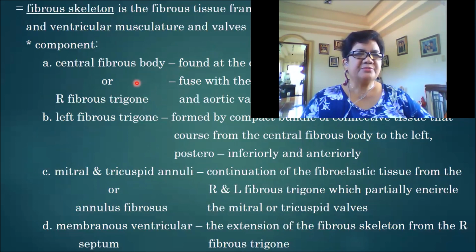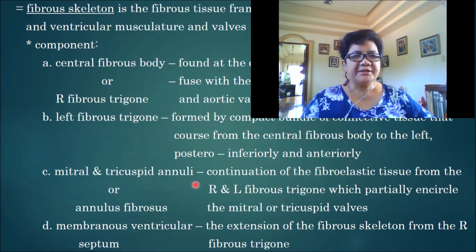Your central fibrous body or right fibrous trigone is found at the central portion of the heart. It is fused with the medial portion of the mitral, tricuspid, and the aortic valve. Then the left fibrous trigone is formed by a compact bundle of connective tissue that will course from the central fibrous body to the left, posterior-inferiorly and anteriorly. This will be connected to the right fibrous trigone.